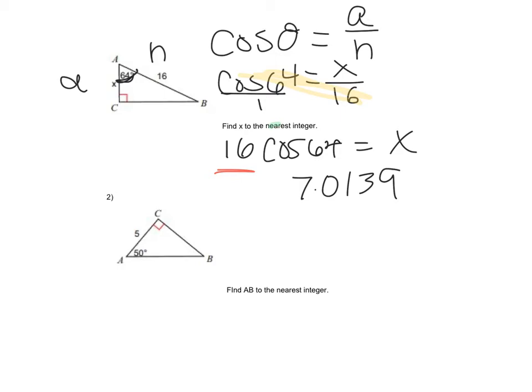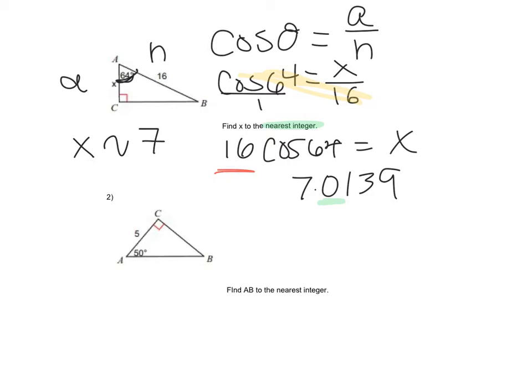Okay, and I said to round to the nearest integer, so if I round to the nearest integer, I'm going to look at this number only, and that's going to tell me what to do, and it's 0, so it's less than 5, so that means I'm not going to round it up, I'm just going to keep it. So my final answer is x is about 7. All right, so that's the first one.